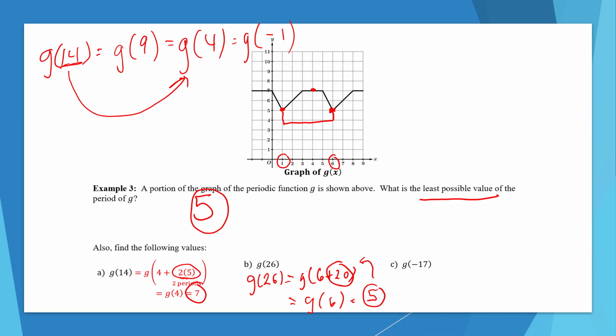And then for part C, g of negative 17, I'm going to say this is g of negative 17 plus 20, right? You can also move in that direction to the right as well, which is g of 3, which here, that is also 7. So 7 should be your answer there. All right, so you should get 7, 5, and 7 for those three there.